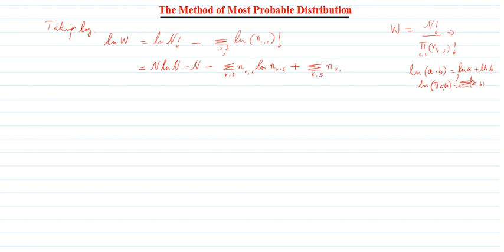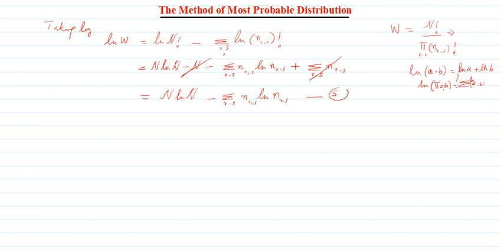Now you know what is going to happen. Similar steps were repeated in the case of the canonical ensemble derivation by the most probable distribution method. The sum over rs of n_rs, by equation number 1, is nothing but N. So these two terms will get cancelled. What we are left with is N log N minus the sum over r, s of n_rs log n_rs. We call this equation number 5.